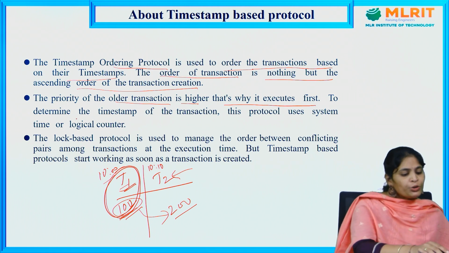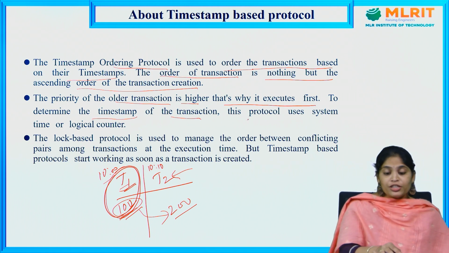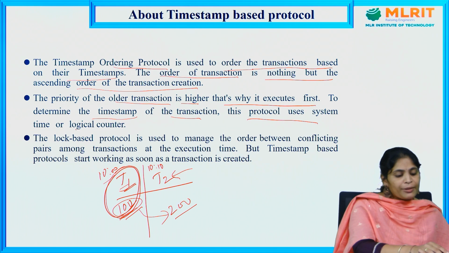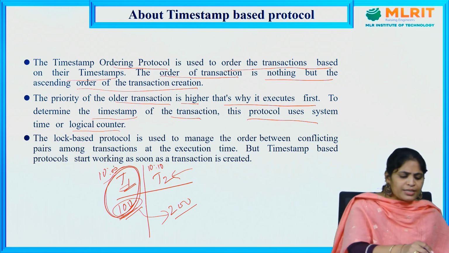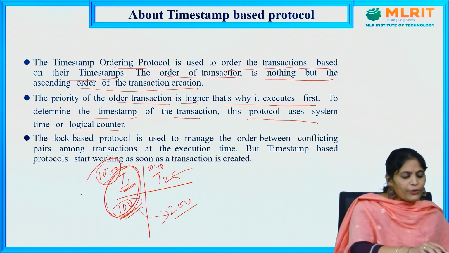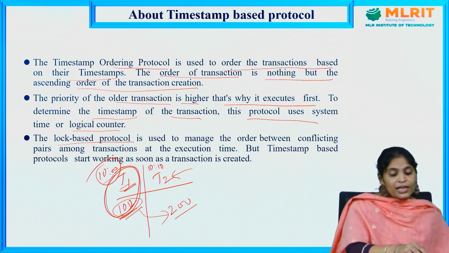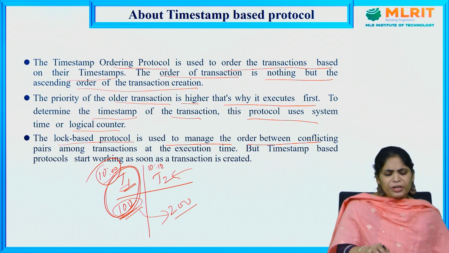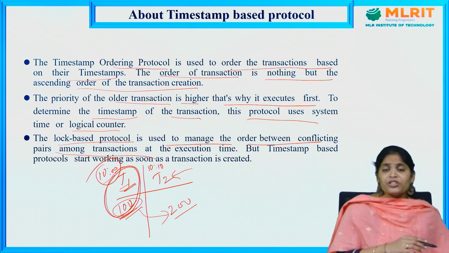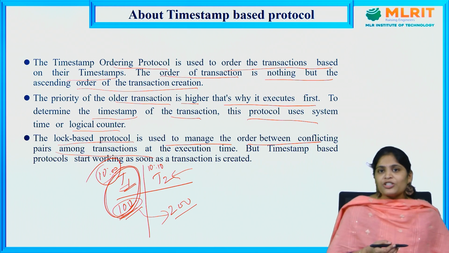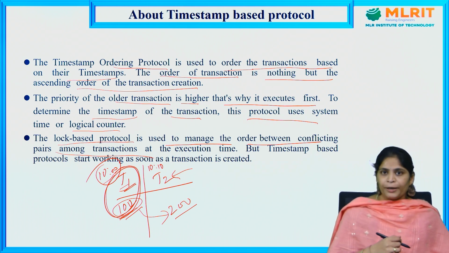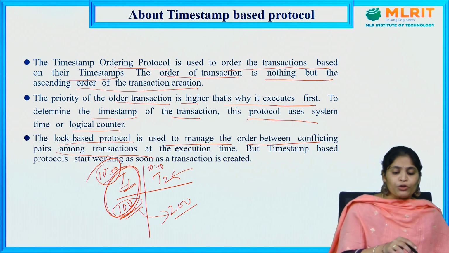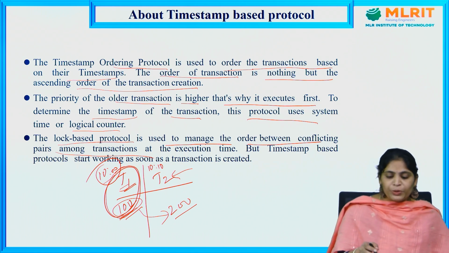To determine the timestamp of a transaction, this protocol uses system time or a logical counter. To give one value, it uses system time or some logical counter. The lock-based protocol is used to manage the order between conflicting pairs among transactions at execution time. In previous sessions we discussed lock-based protocols, that is shared lock, exclusive lock and the two-phase locking protocol, 2PL. In those protocols we managed the order between the conflicting pairs.